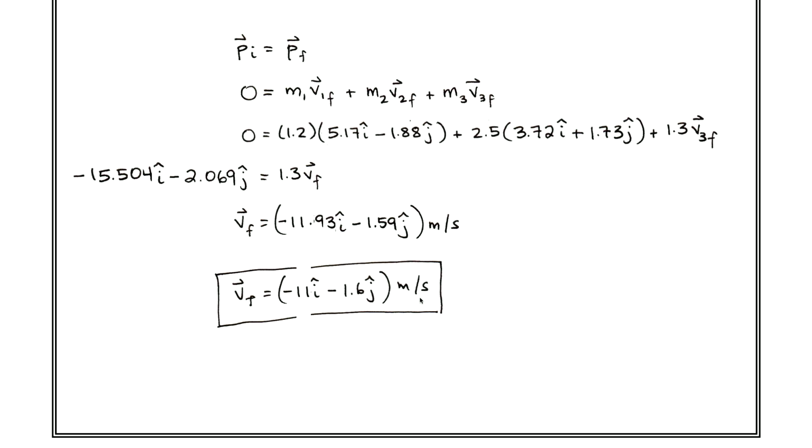and I can round my answer off, and I can say that v final is equal to minus 11 i hat minus 1.6 j hat. So it's kind of in the downwards direction, but we notice that it has a lot more x velocity than it does y velocity. It's because those two y components of the two momentums that we had were pretty balanced out. So we didn't actually need a lot here. We needed a lot here to balance out those first two pieces.